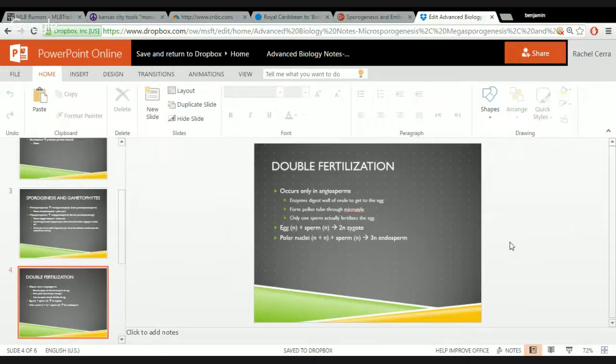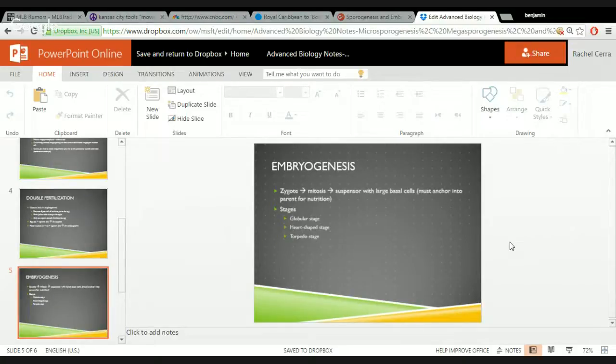So the next part, embryogenesis, the process of making the embryo. Just like in humans, after fertilization, you have a zygote. That zygote's going to go through mitosis, and it's going to turn into a basal cell and some suspensor, a suspensor.